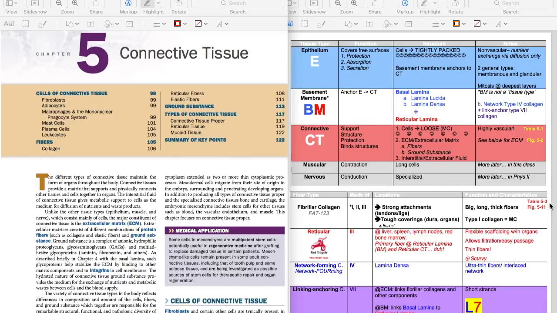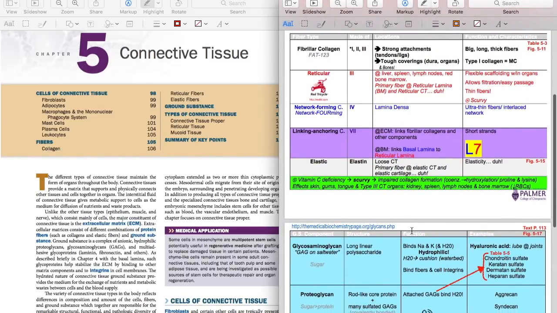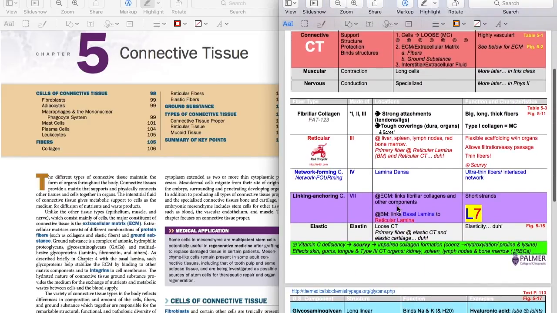Hi everyone, thanks for watching and welcome to Pathophysiology Review of Topic 1. We'll be focusing on the extracellular matrix, notable in quantity in connective tissue. Okay, so we're really talking about connective tissue here.